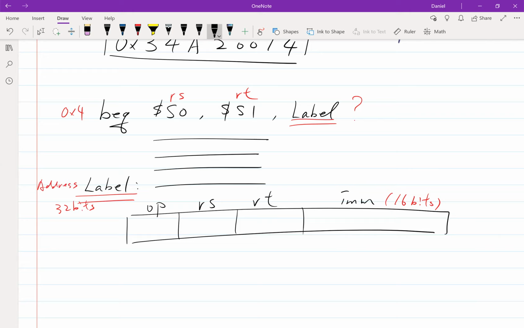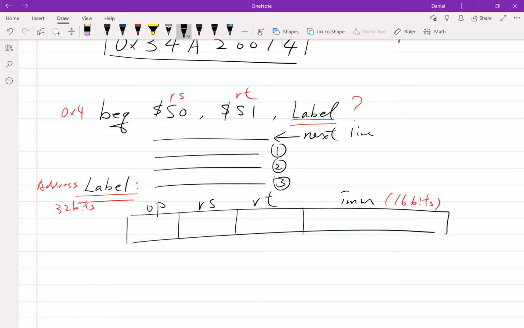So how do we count? Remember, start from the next line. So we start from the next line and then count 1, 2, 3. The third line will be your label. So always count from the next line. Later in the semester, when we talk about the actual CPU, we'll see why we always count from the next line. What if the label is before the instruction? Now you just count back. Always count from the next line. Backward means negative.